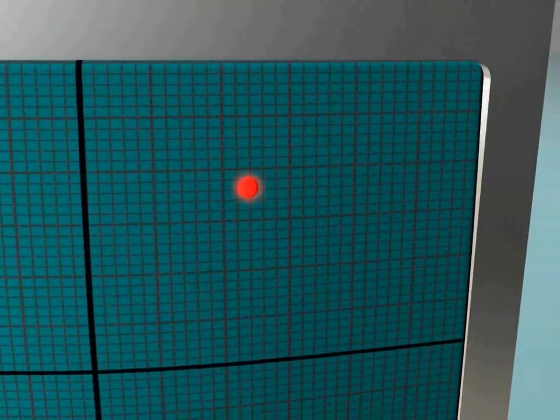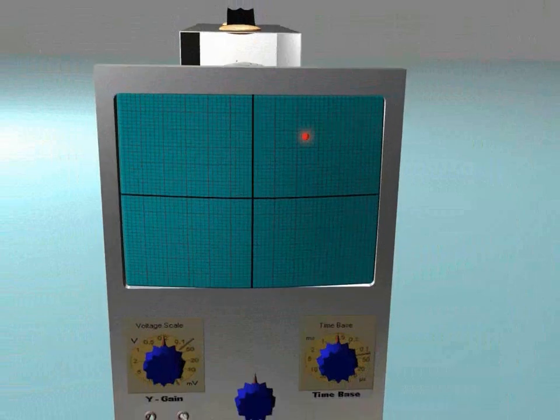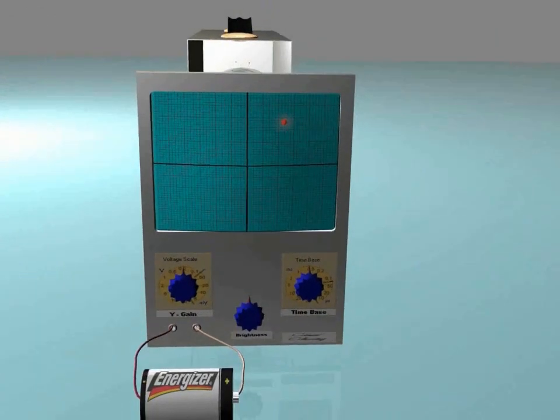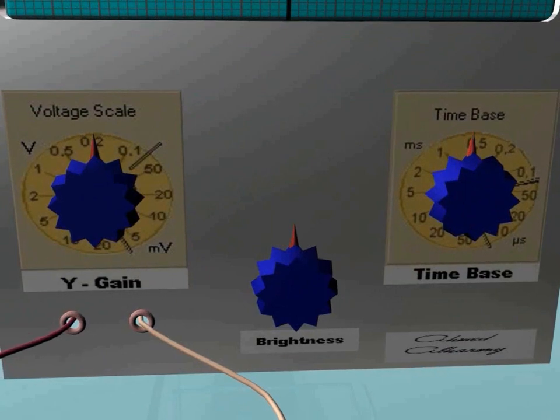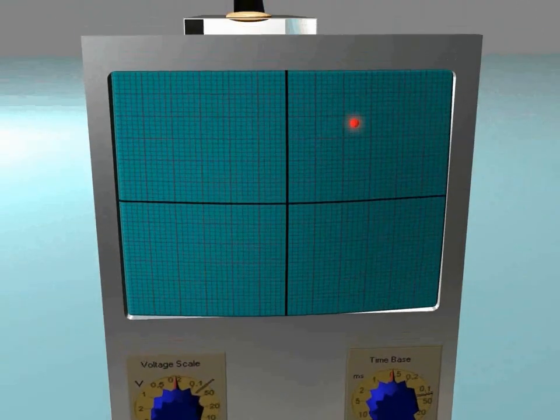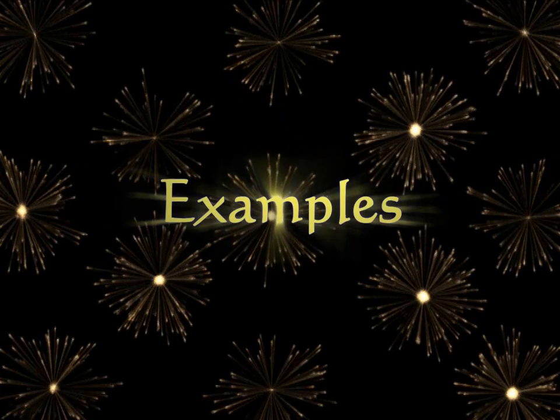The screen is divided into squares like a graph paper, so we can take our measurements as we will see later in the examples. The scale of the screen is controlled by the Y gain and time base buttons, whereas the intensity of the spot is controlled by the brightness button.